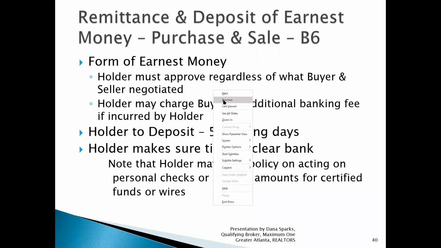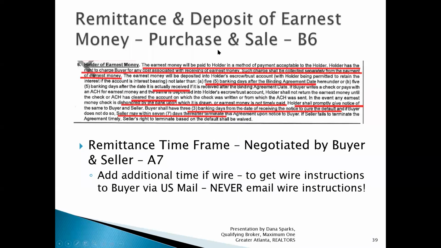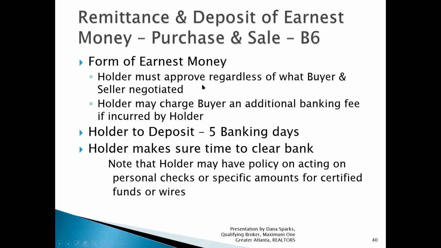So buyer and seller negotiate not only the form, but it clearly states here in this paragraph that the holder must approve of the form. So let's say buyer and seller agree that it's going to be a check for earnest money of $11,000. Well, the holder can say, I don't care what y'all agreed to. I don't accept that form, and you need to change it.